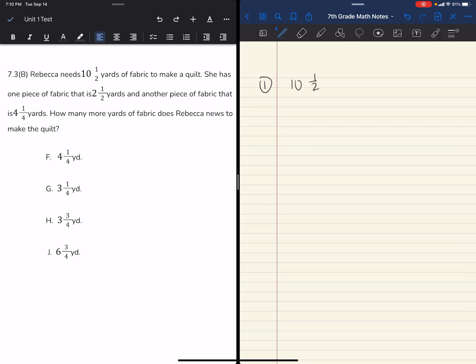I have 10 1/2, I have 2 1/2, and I have 4 1/4. The reason for this is, in this problem, I know I'm going to be adding these two guys together because that's what she currently has. And then I will be subtracting it from this guy. So considering I'm adding and subtracting fractions, I know I need common denominators.